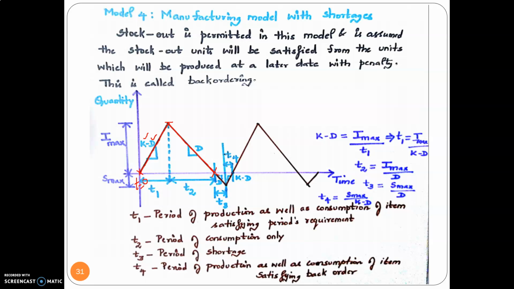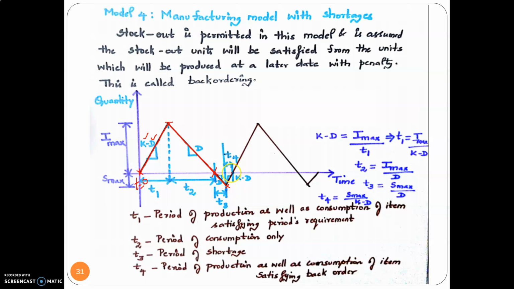If you see model 2, at this point you will start up your production. So here you don't start up your production, and you have some amount of shortage. Inventory becomes negative. So at this point you are not able to meet your customers' demand. At one point you are reaching a maximum stock out value. This is the maximum negative inventory. Only after this you are starting up your production.